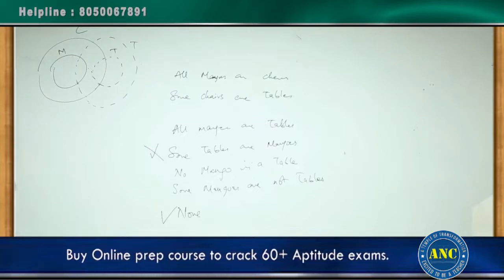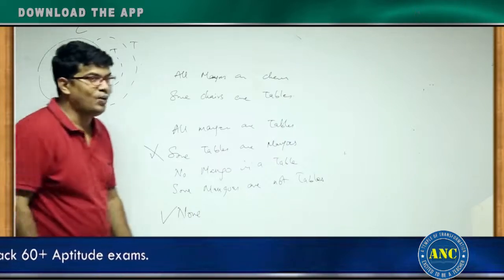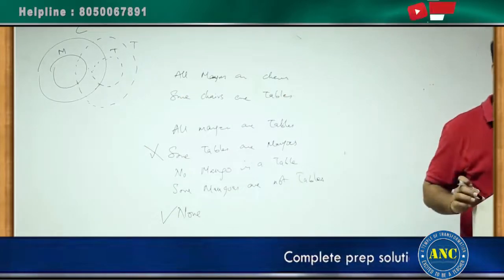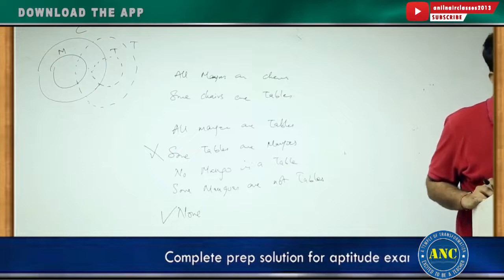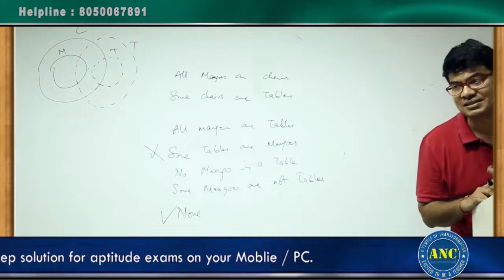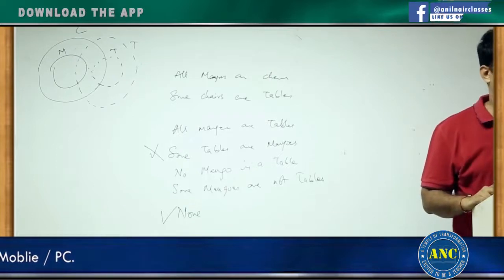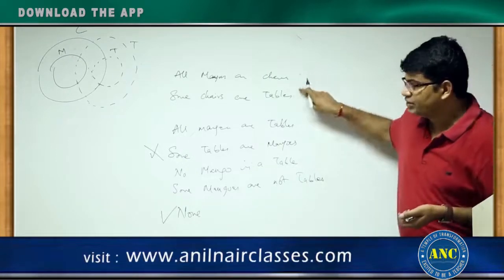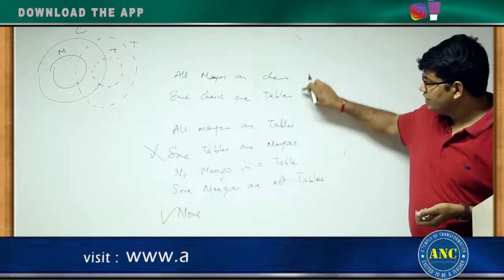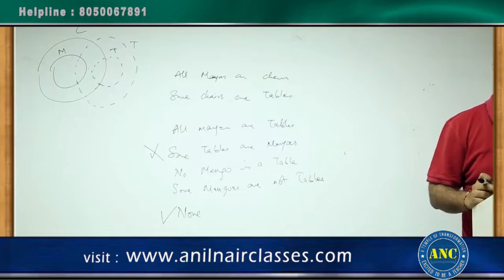But the point is, as I promised you, you are not supposed to draw any diagrams. Let's take the rule. Rule 1. The middle term must be distributed at least once in the premise. In the premise means the initial two statements, right? These are the two premises. This is a conclusion. We are trying to draw a conclusion. So the middle term must be distributed at least once in the premise.